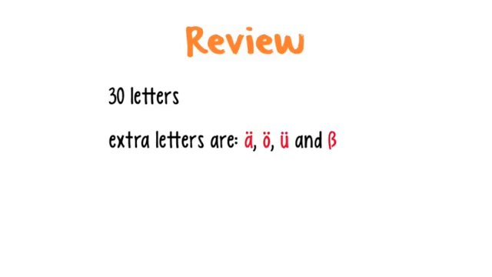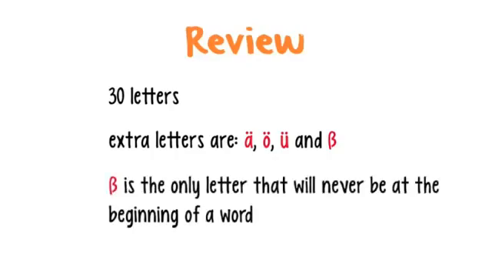Now let's review what you just learned. You learned that altogether there are 30 letters in the German alphabet and that the extra letters are Ä, Ö, Ü, and ß. And you also learned that ß is the only letter that will never be at the beginning of a word. This was our first lesson.